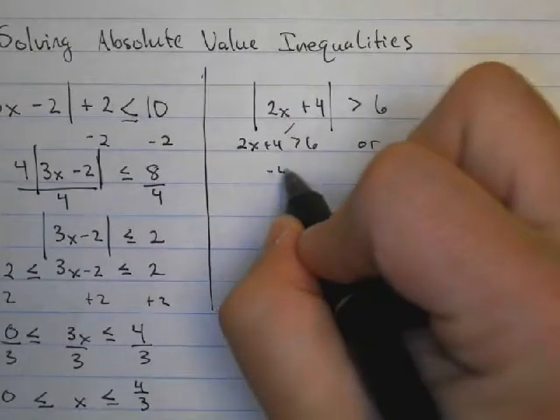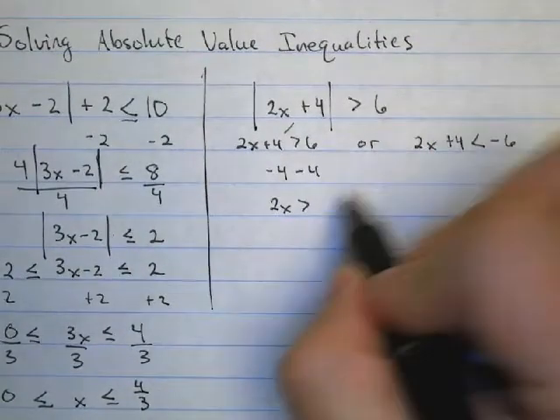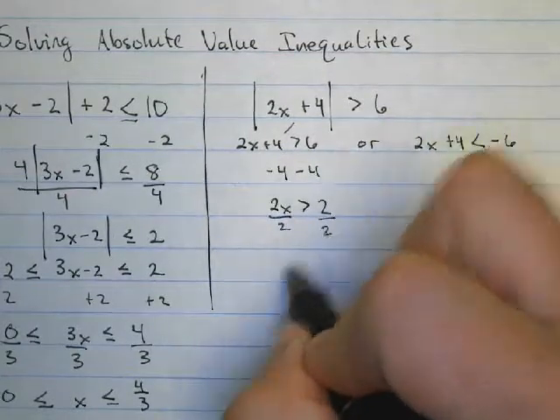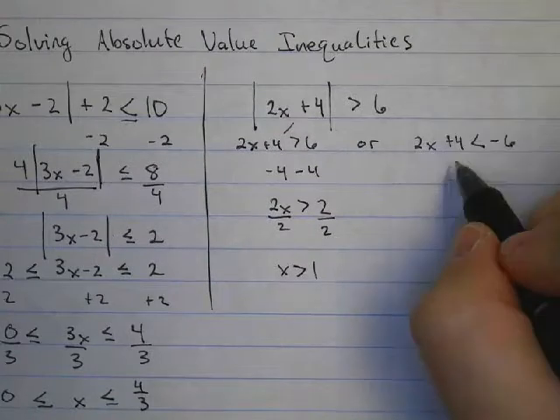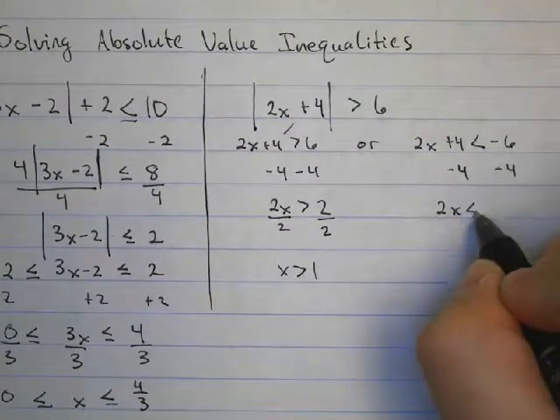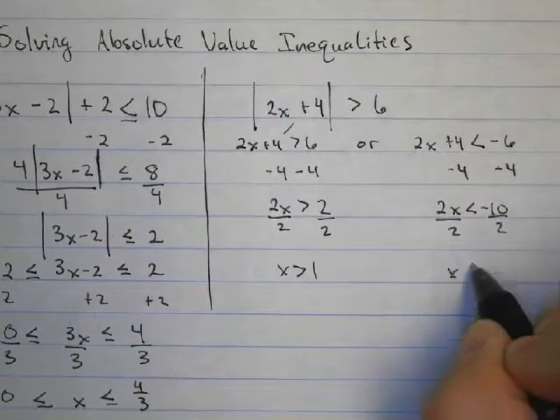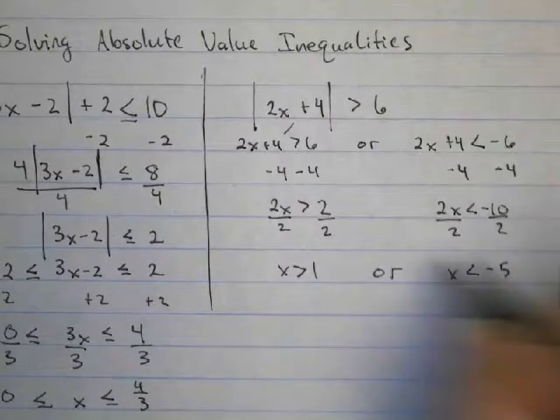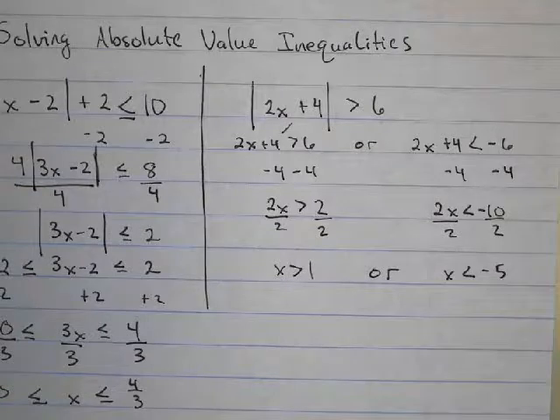So I'll subtract 4 from both sides, and I'll get 2x is greater than 2, divide by 2, and we get x is greater than 1. And now we solve the other side, and I'll subtract 4 from both sides, so I have 2x is less than -10. Divide out that 2, and we get x is less than -5. So our solution is x is greater than 1, or x is less than -5. And that's how we can solve absolute value inequalities.